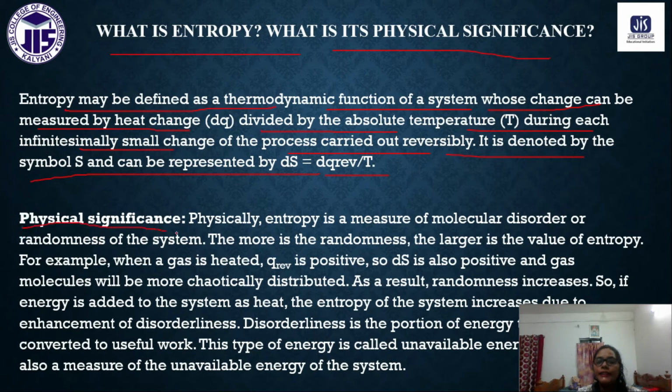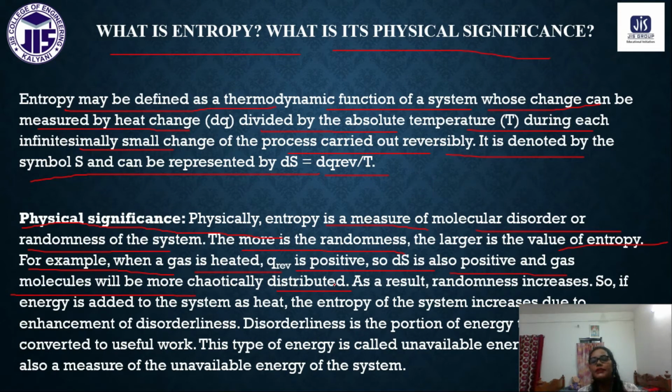The physical significance of entropy is that it is a measure of molecular disorder or randomness of the system, as I told you earlier. The more the randomness, the larger the value of the entropy. Higher randomness in the behavior of the molecules means a higher value of entropy. For example, when a gas is heated, Q reversible is positive, right? So dS is also positive, and gas molecules will be more chaotically distributed.